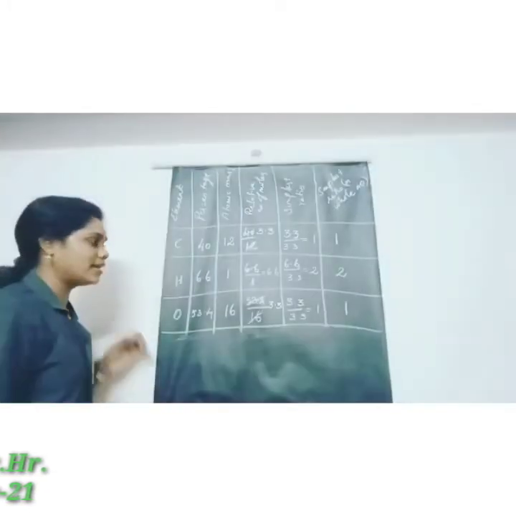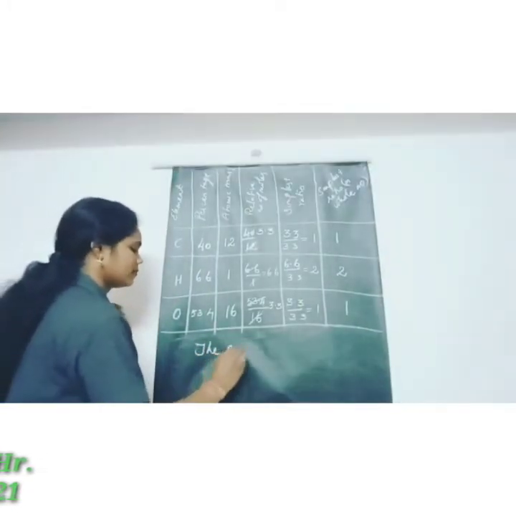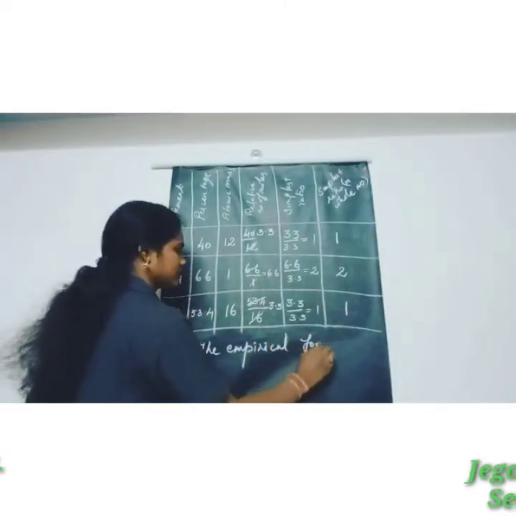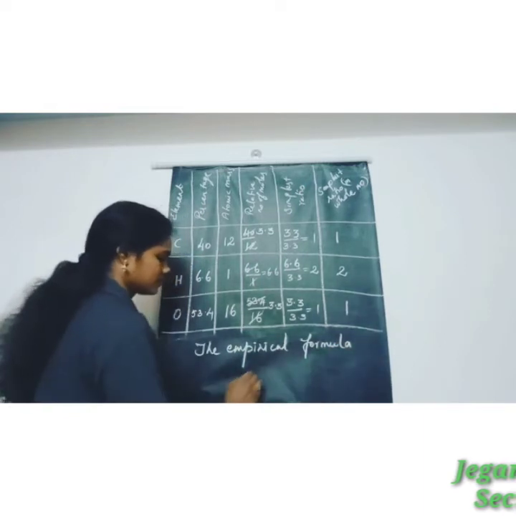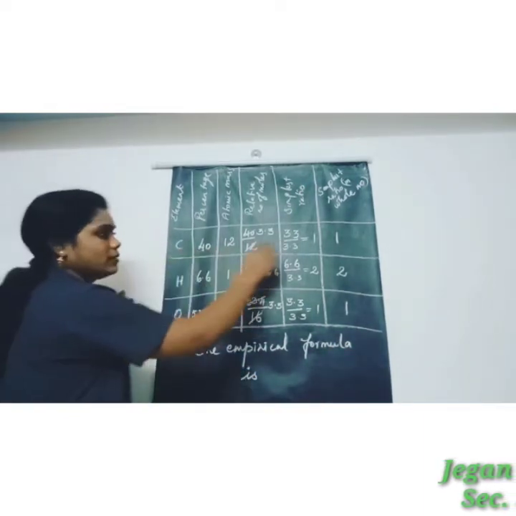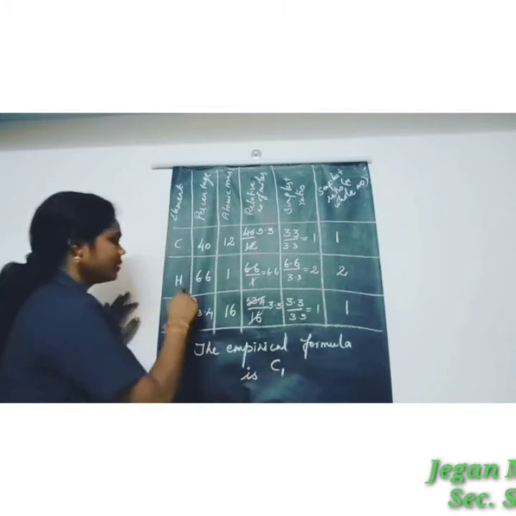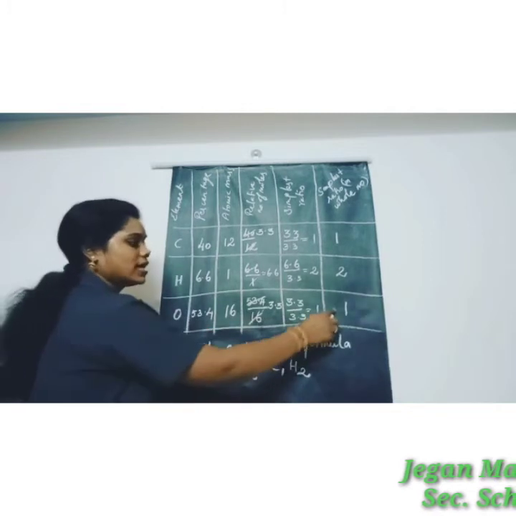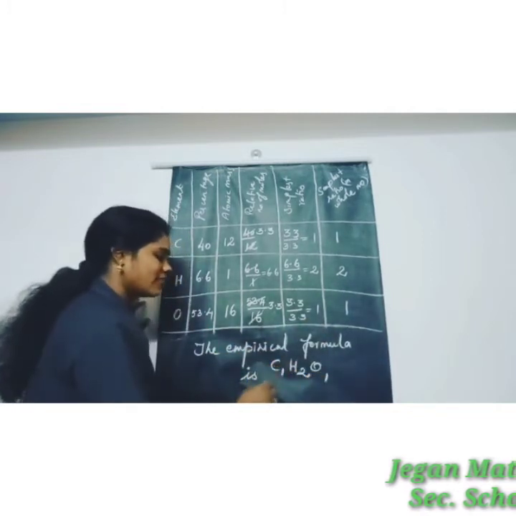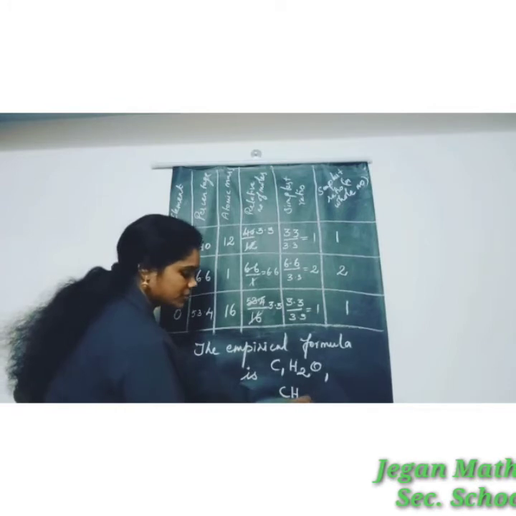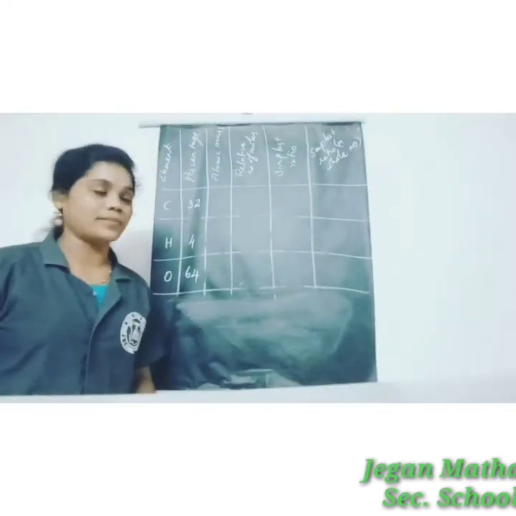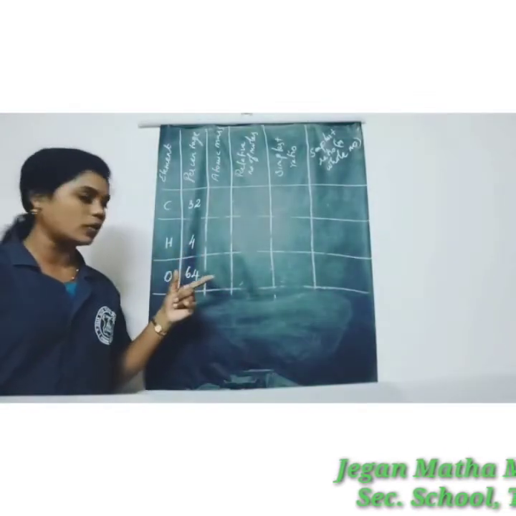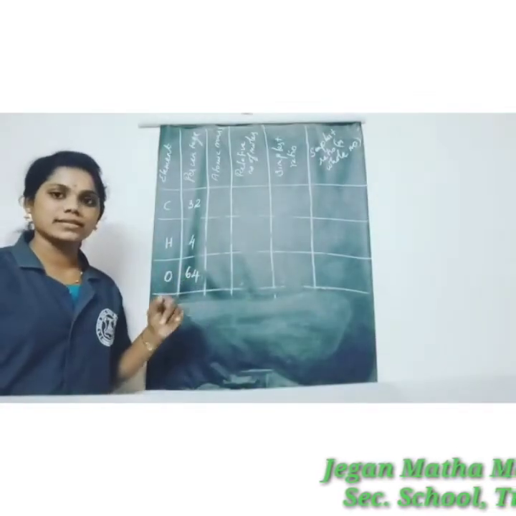Here the empirical formula is: carbon 1 time, hydrogen 2 times, and oxygen also 1 time. So the empirical formula is CH2O. And another example: carbon percentage is 32, hydrogen percentage is 4, and oxygen percentage is 64.